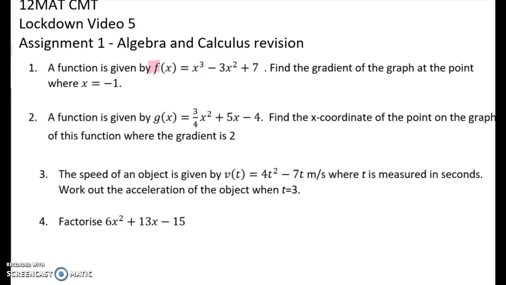So we've got a function and it's given to us as this. We have to find the gradient at the point where x equals -1. Then the second question is one where we're given a function and we have to find the x-coordinate where the gradient is equal to a particular value. The third calculus question here is a kinematics one where I'm given velocity and I have to find out acceleration. So let's go through those now.